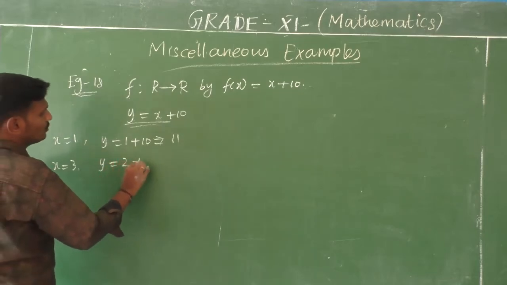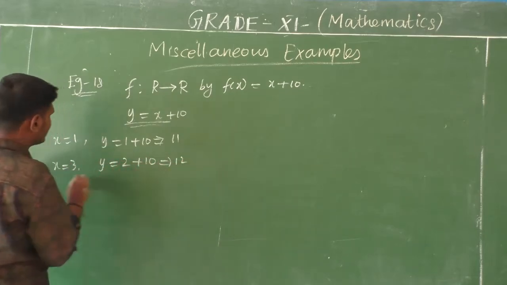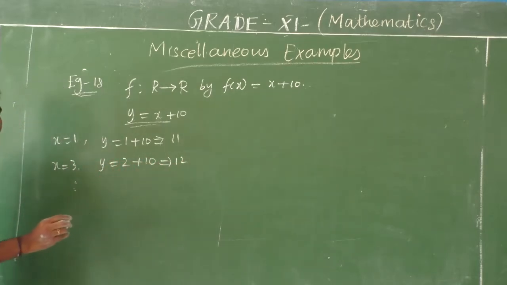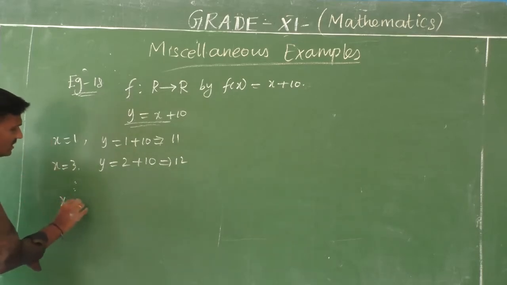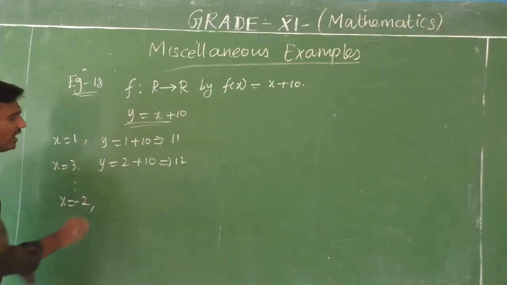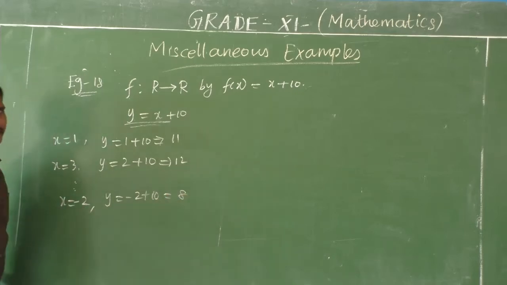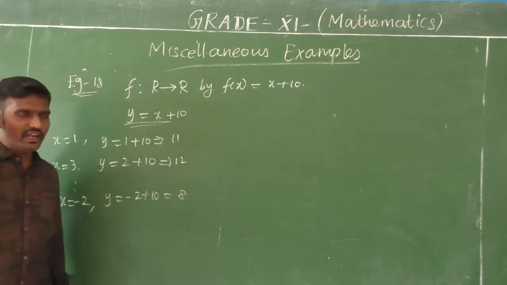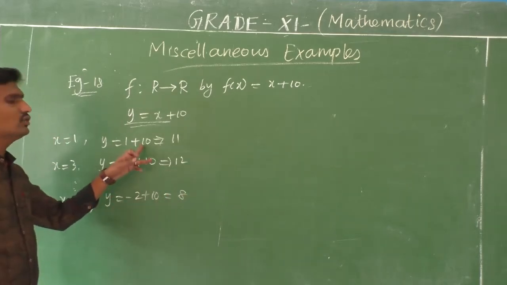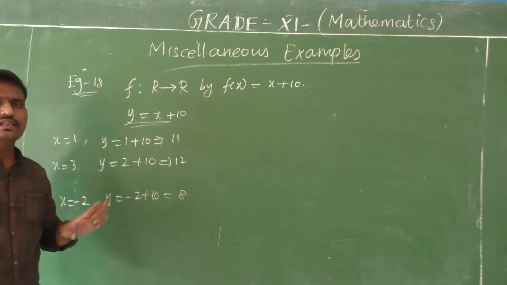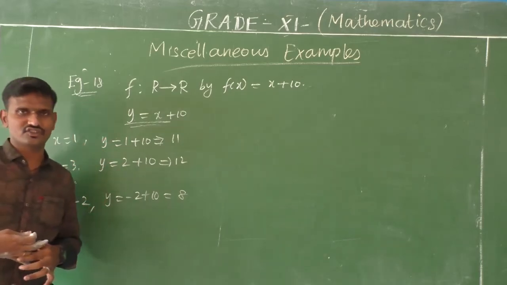So y equal to 2 plus 10 equal to 12. So like that it's moving. Suppose if you want to take a negative value, just take it. So x equal to minus 2 I am taking. Okay. So y equal to minus 2 plus 10, which is equal to 8. So for every value of x we get a value of y. So this is a function.